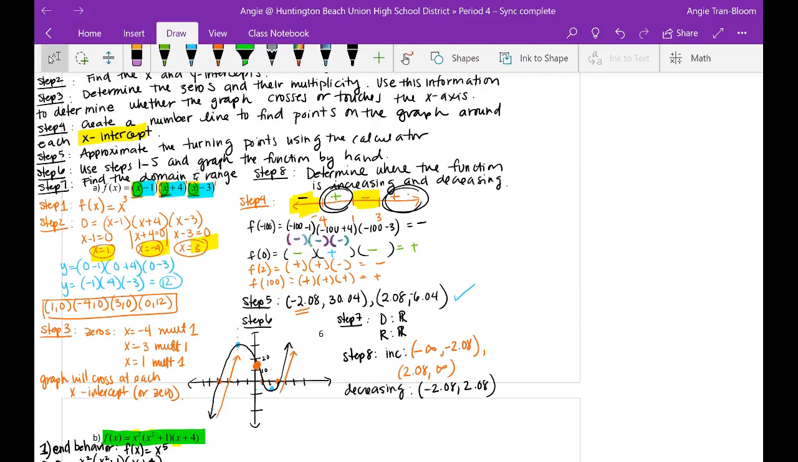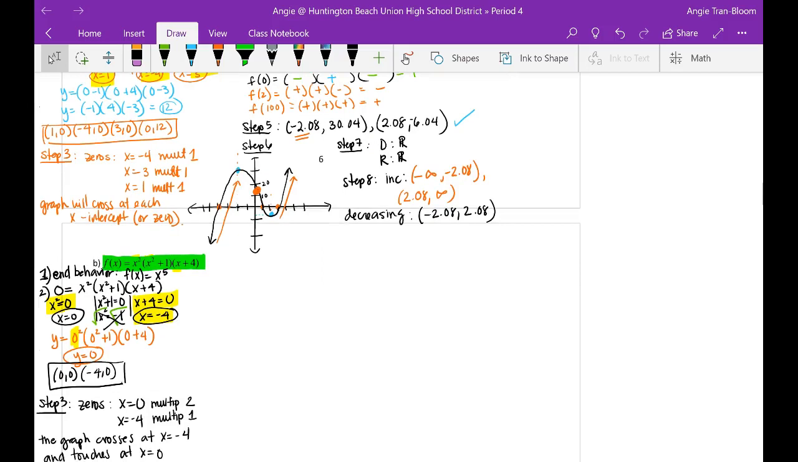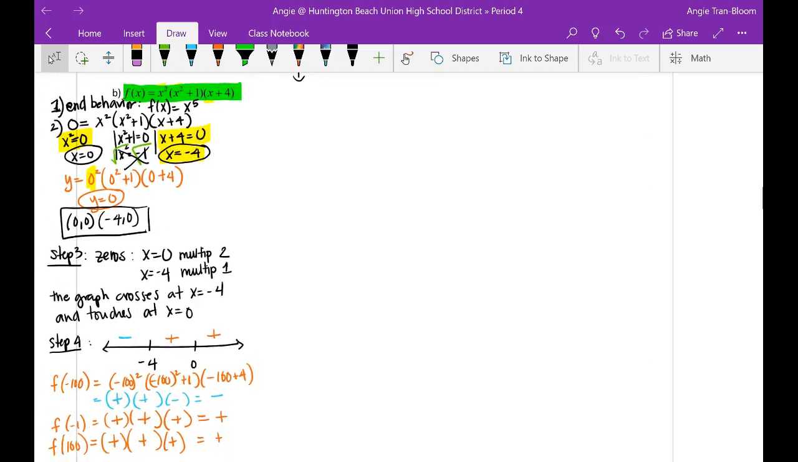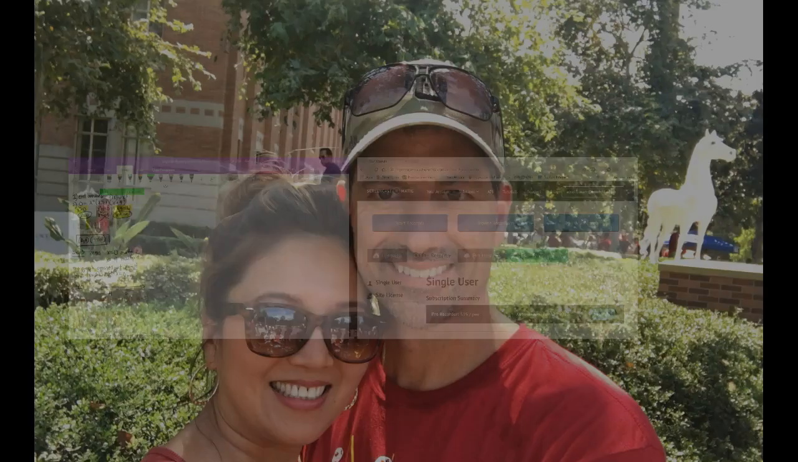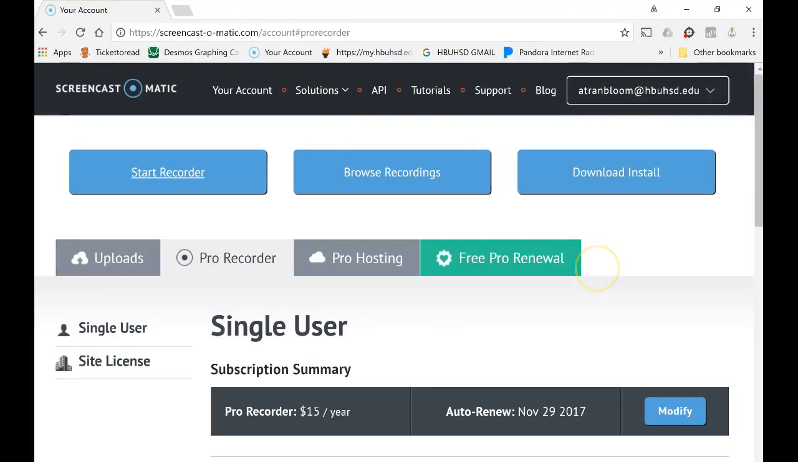Approximate the turning point using the calculator. Okay, I can't get the calculator on here, so I'm going to use Desmos. So let me go and see if I can pull up Desmos. Okay, here we go.